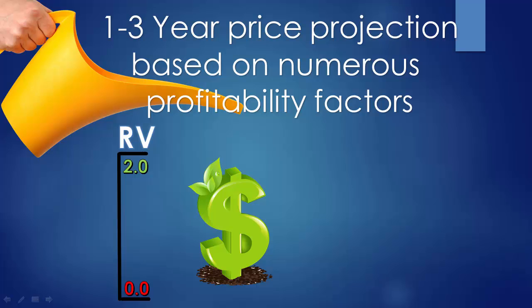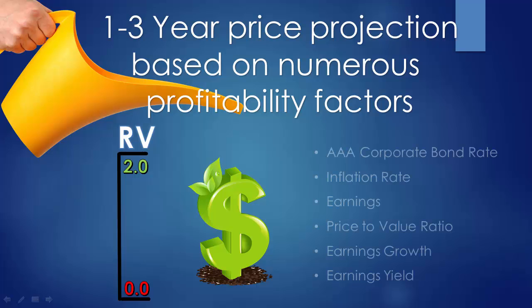It takes into account the factors that really hit the company's bottom line. Then it sums them up and ranks the stock's future 1 to 3 year growth potential on that 0 to 2 scale. The higher the better.